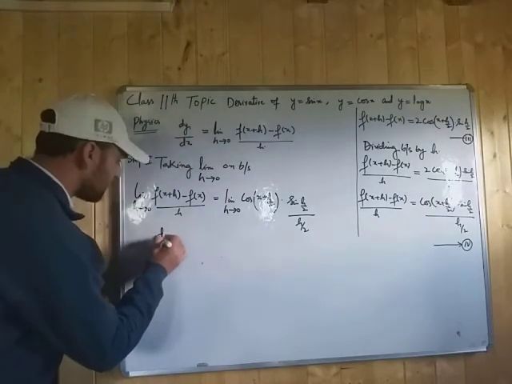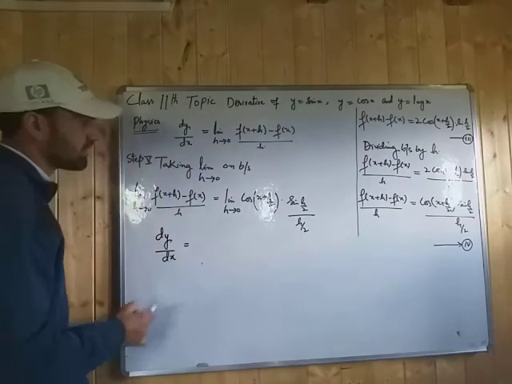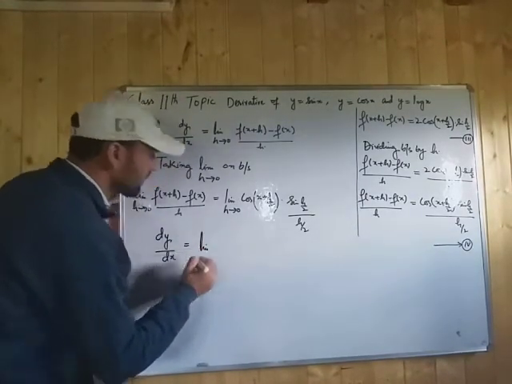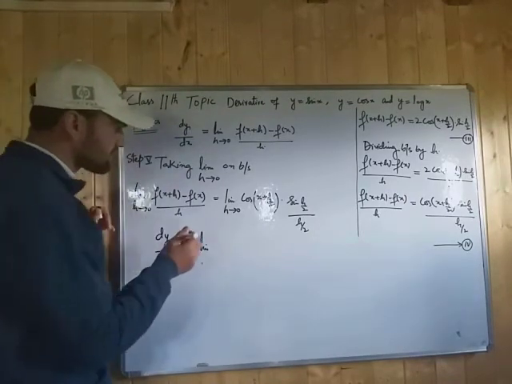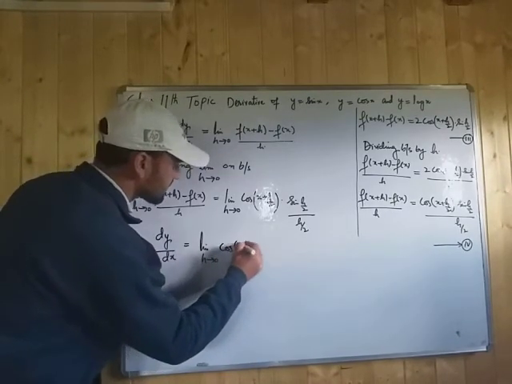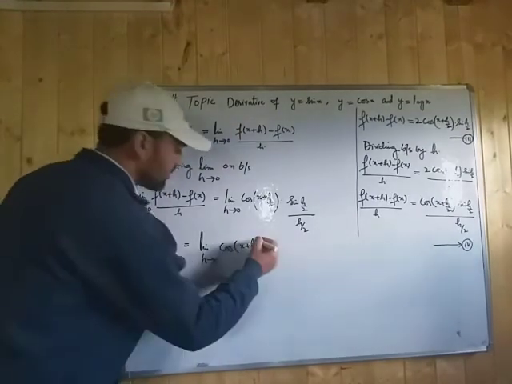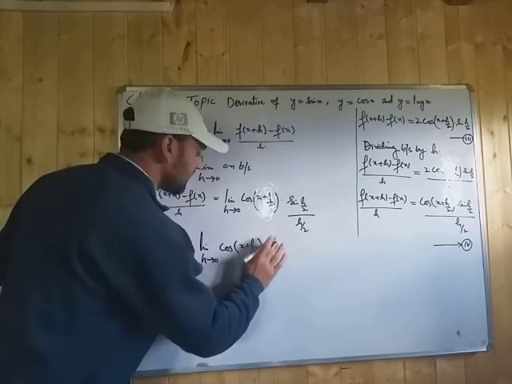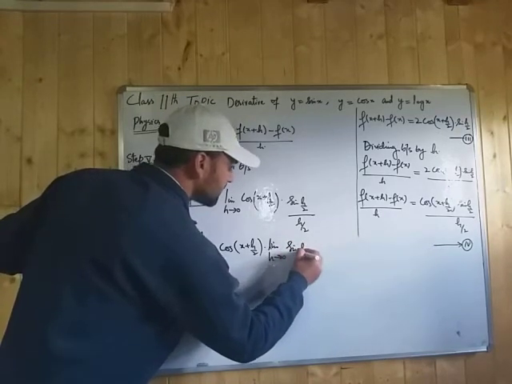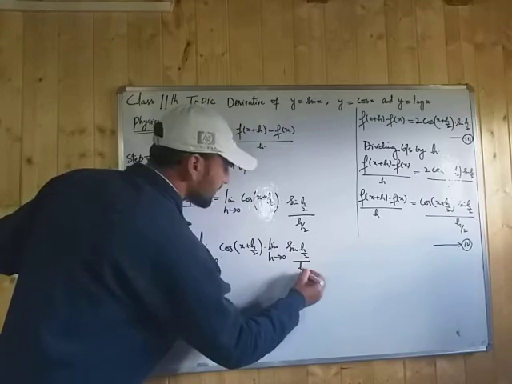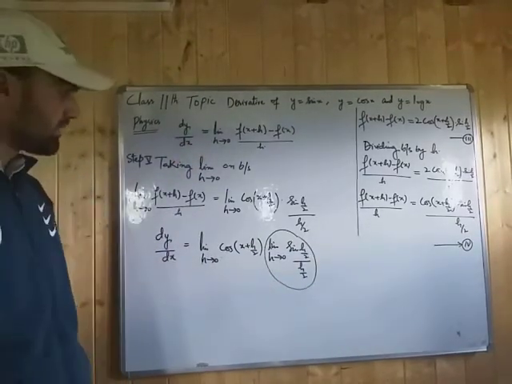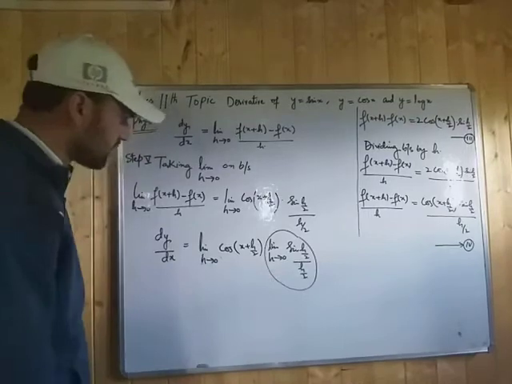So dy divided by dx is equal to, now it's a question of limits, so we'll apply the limit here. We write the limit as h approaches 0 of cos of x plus h divided by 2, into the limit as h approaches 0 of sine of h divided by 2 divided by h divided by 2. This is a standard identity: the limit as theta tends to 0 of sine theta divided by theta is equal to 1.